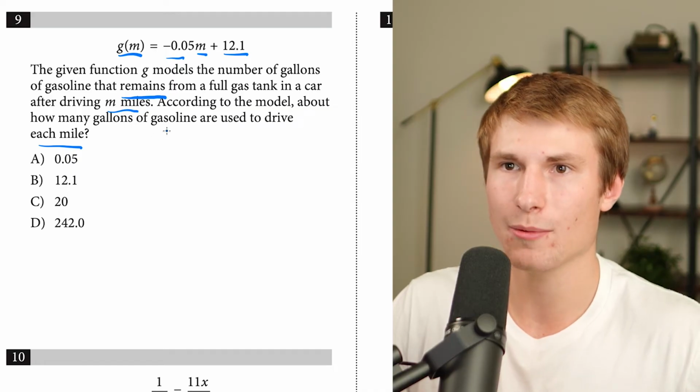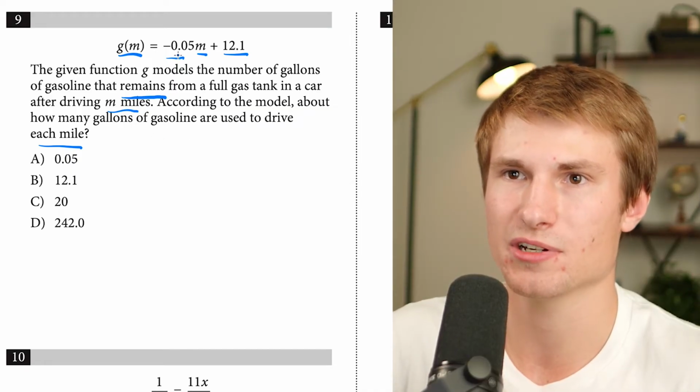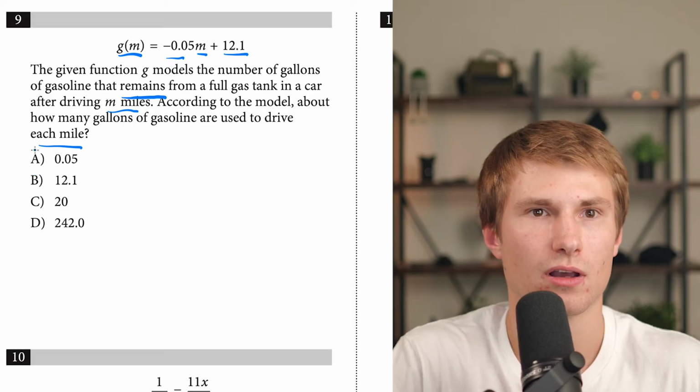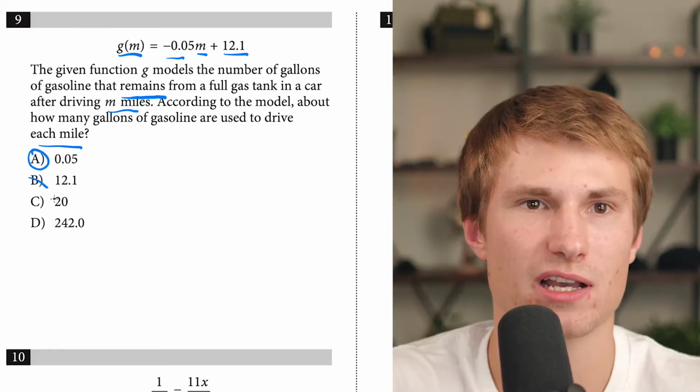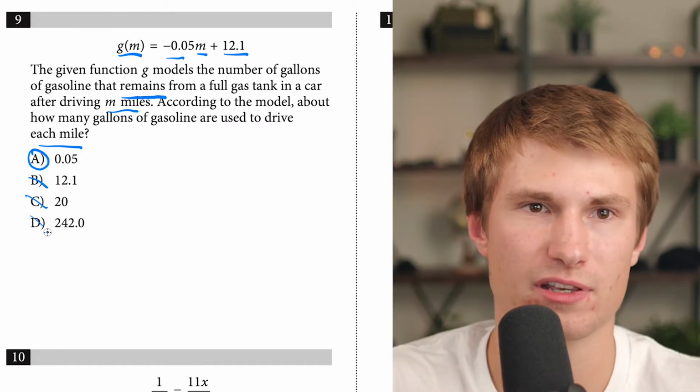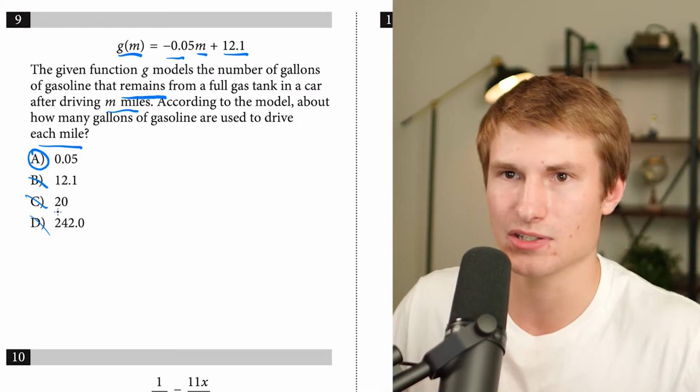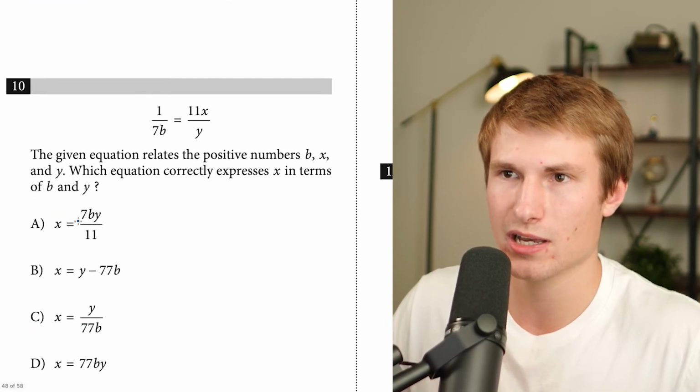Okay, so we want to know how many gallons of gasoline are used to drive each mile. That's pretty simple. That's just 0.05. All right, so the answer there is A. Okay, 12.1 is how much gas we start with. I don't know how you would even get C and D. Okay, the answer here is obviously going to be answer choice A. We go ahead and move on to question number 10.